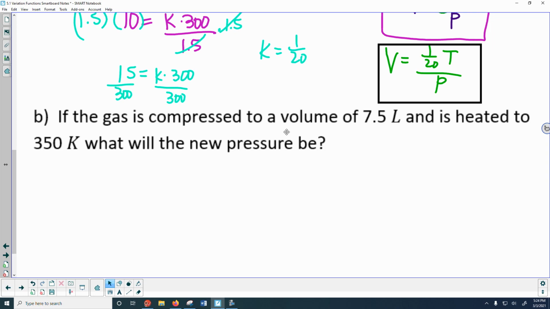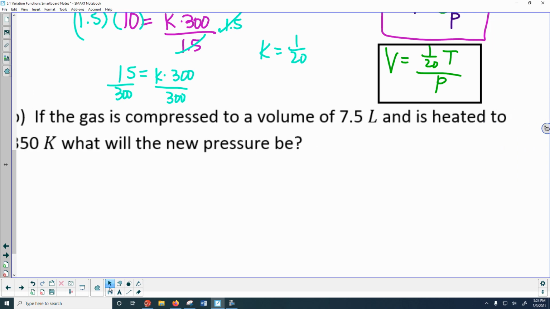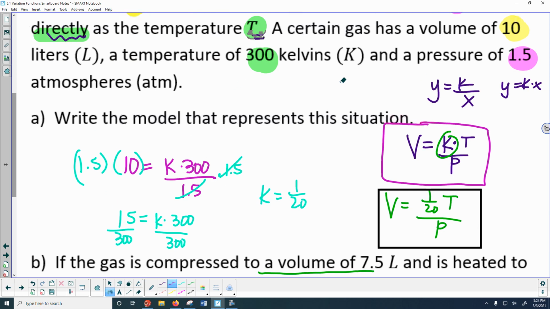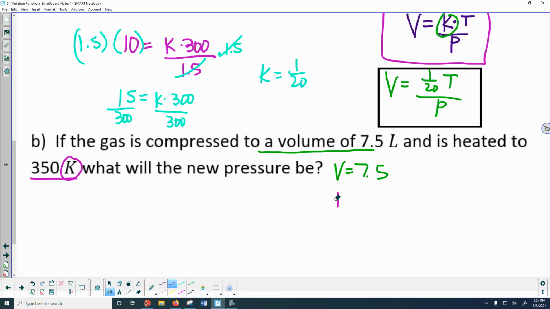If the gas is compressed to a volume, I need to have something to write with here. Here we go. A volume of 7.5 liters, so V equals 7.5, and is heated to 350 kelvins. Again, Kelvin, look at your unit. Kelvin was our temperature, so that means my value of T is 350. Again, I'm not going to put units on here. What will be the new pressure? What is P going to be?